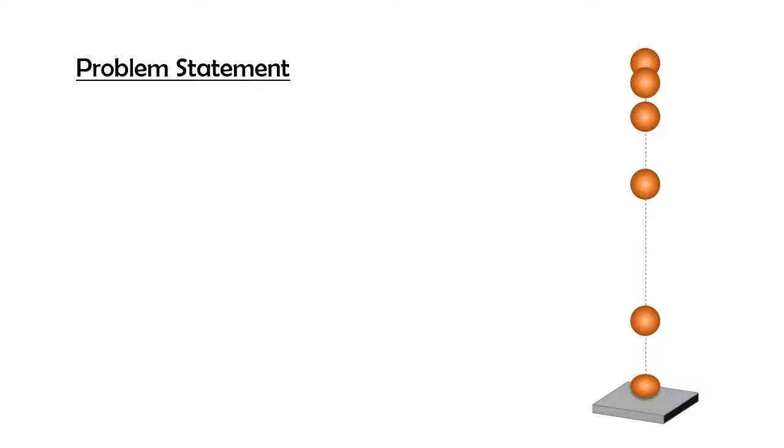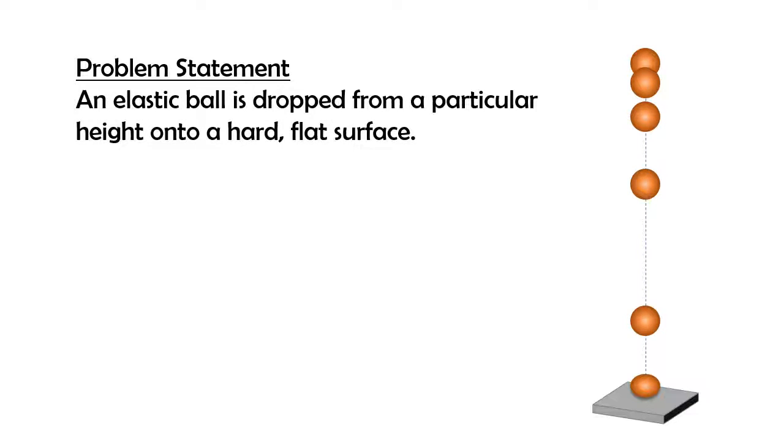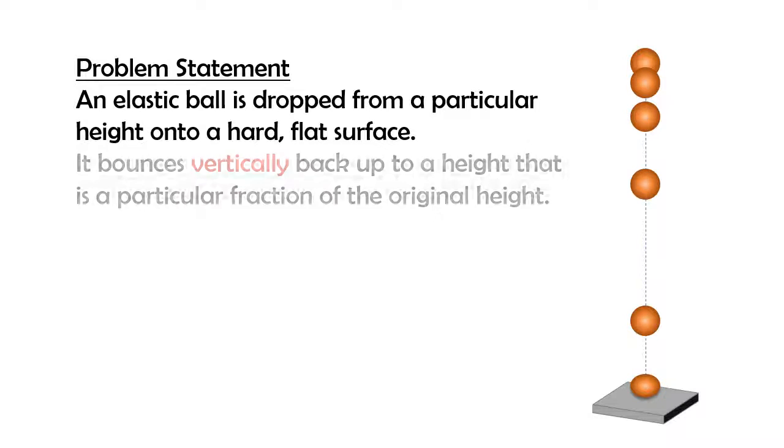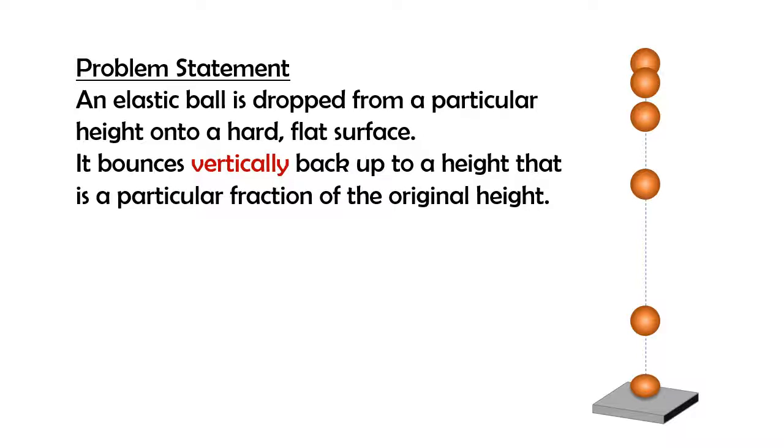So here's the statement of the problem. An elastic ball is dropped from a particular height onto a hard flat surface, and we'll say that this is a perfectly elastic ball and no energy is lost through friction or heat or air resistance or anything like that. And we'll also say that it bounces only vertically up and down. It does not go from side to side.